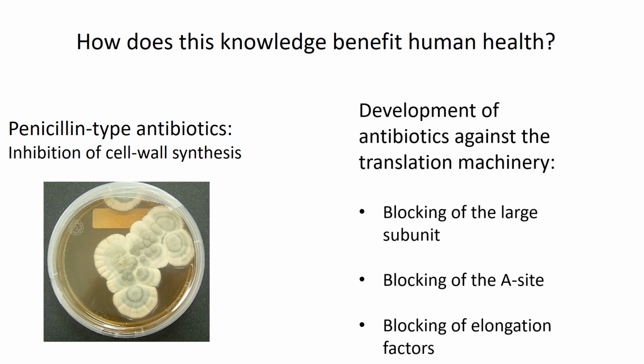And it turns out, indeed, that we can also develop antibiotics against the translation machinery of the E. coli, for instance, that is different enough from our translation machinery that we can specifically block the large subunit or block specifically the A site or even block the elongation factors. And knowing the mechanisms will get us, of course, far in terms of diversifying the tools that we have in our hands in order to fight diseases.